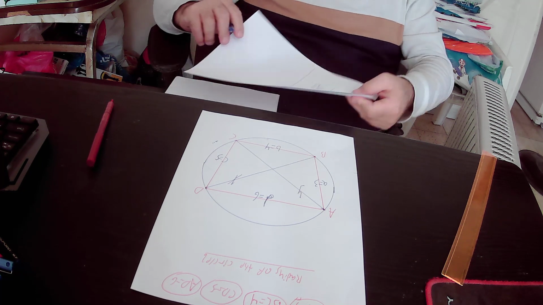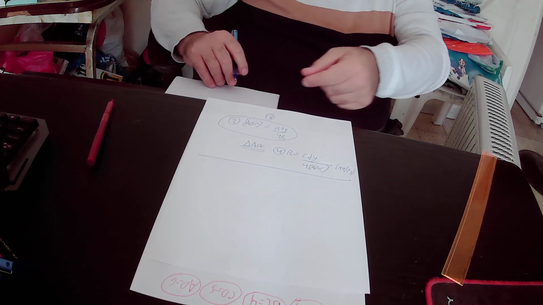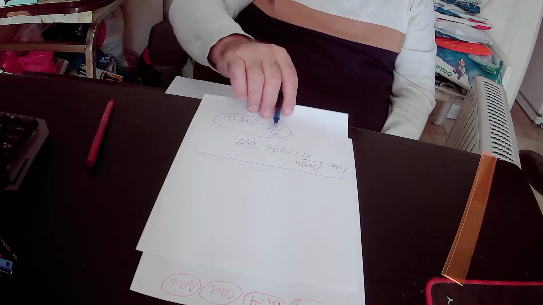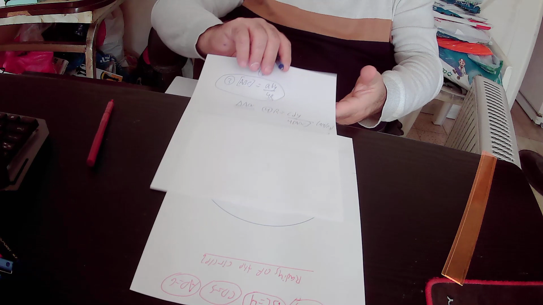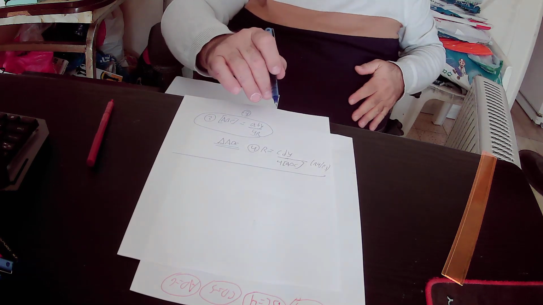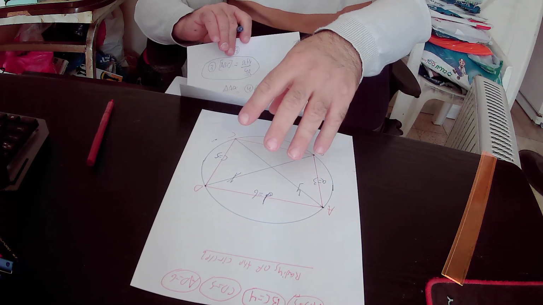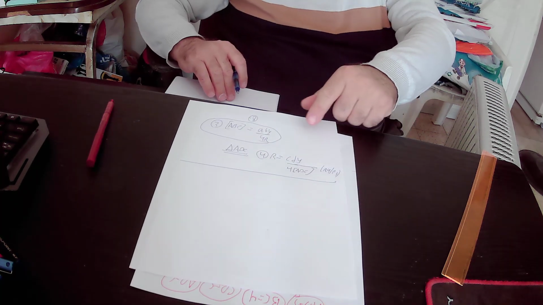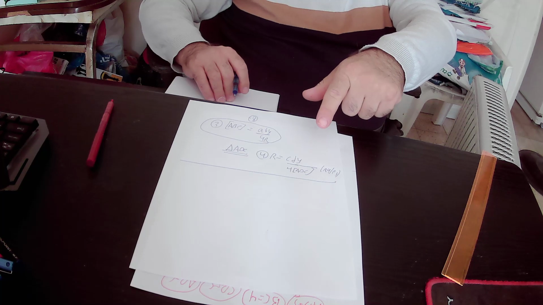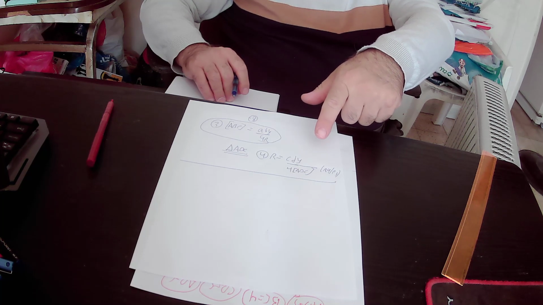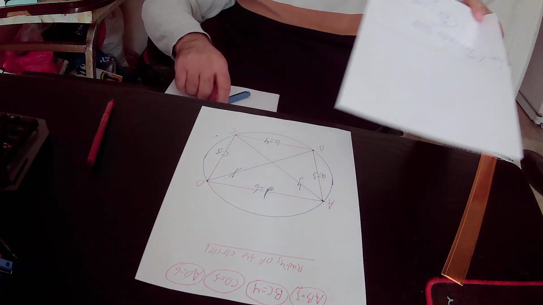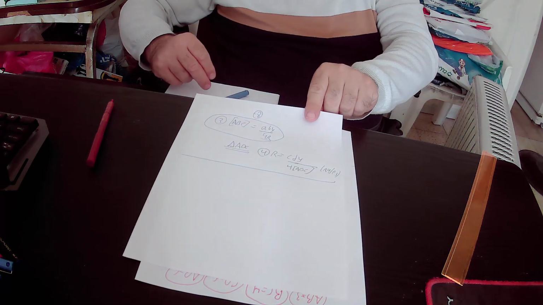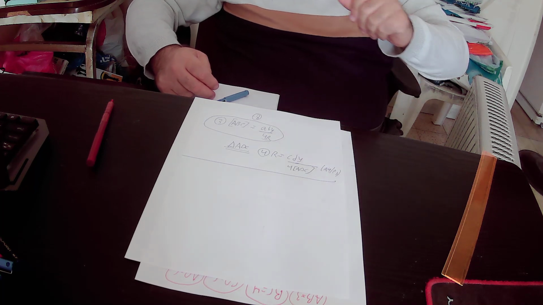I repeat again, because triangle ADC is inscribed by this blue circle, the radius of this blue circle that blocks triangle ADC, according to rule number 3, will be equal to the product of triangle ADC sides, that is to say C times D times Y over 4 times the area of triangle ADC.